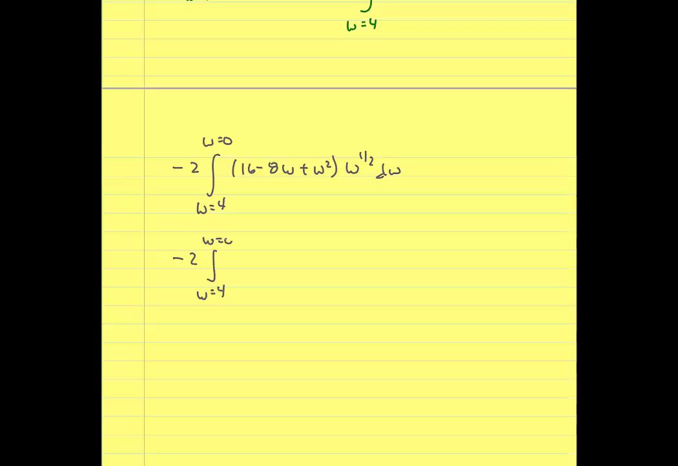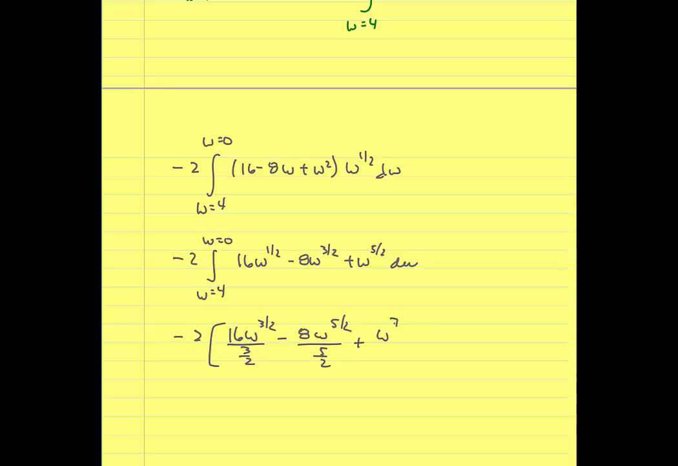w equals 4, w equals 0. 16w to the 1/2 minus 8w to the 3/2 plus w to the... Now this is 1. 1 plus 1/2 is 1.5 or 3/2. This is 4/2. So if I add 1, I'd get 5/2 dw. Now I haven't integrated this. Let's go ahead and do that. So this would be 16w to the 3/2 divided by 3/2 minus 8w to the 5/2 divided by 5/2 plus w to the 7/2 divided by 7/2.